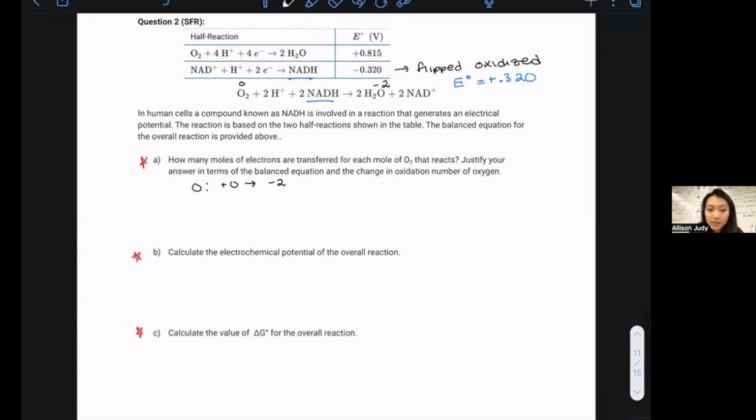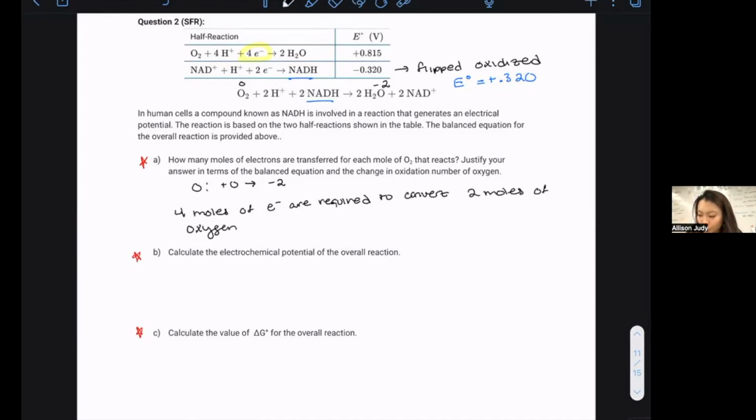So that means that the answer to our question is 4 moles of electrons, right? 4 moles of electrons are required to convert 2 moles of oxygen atoms.